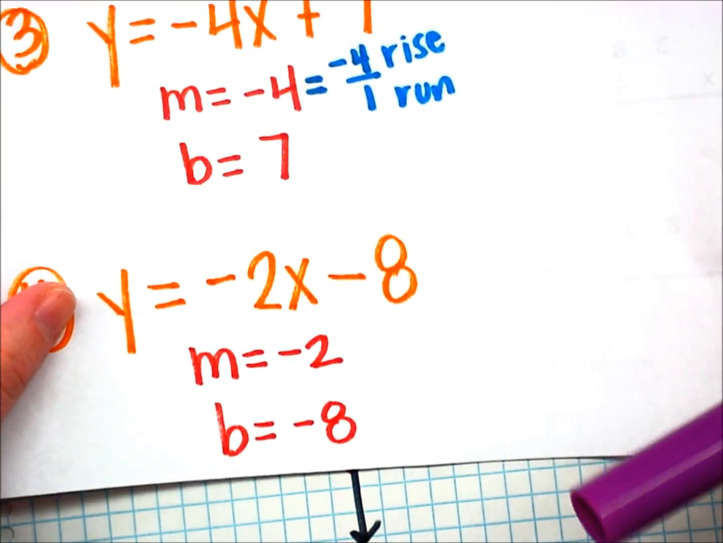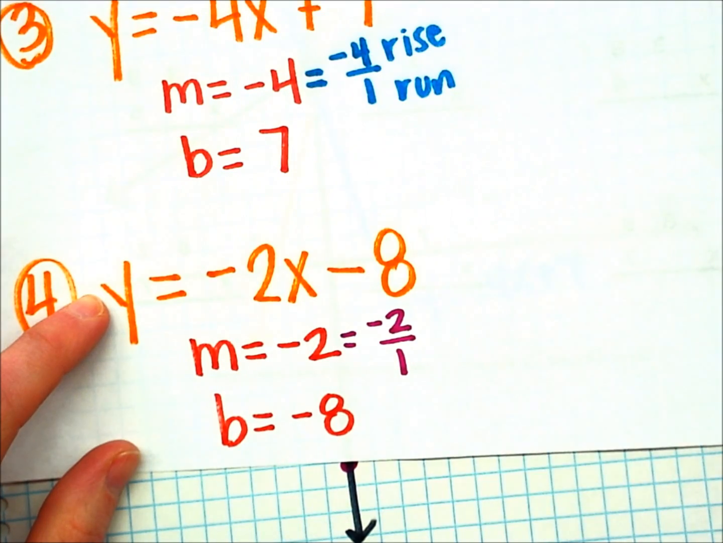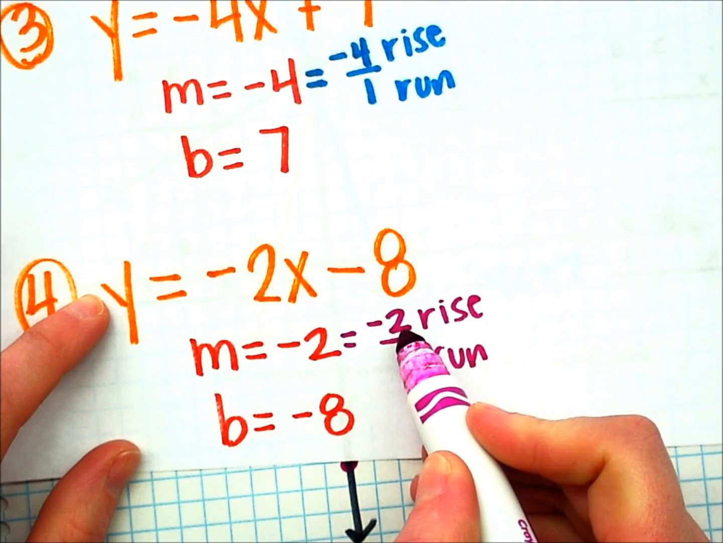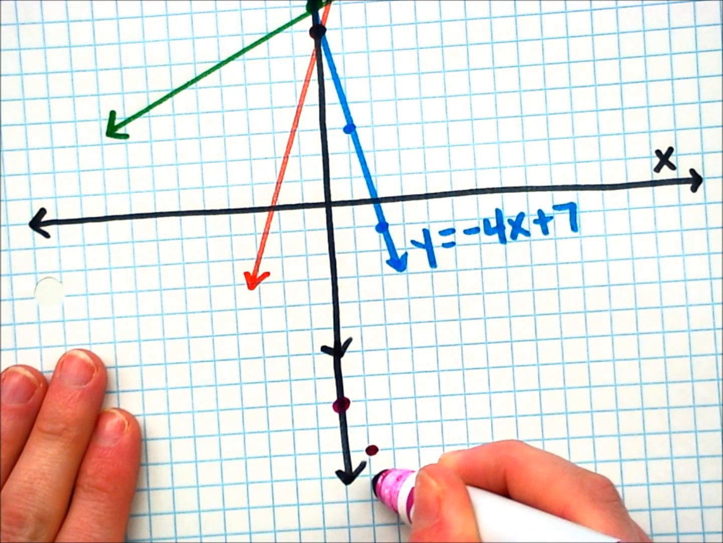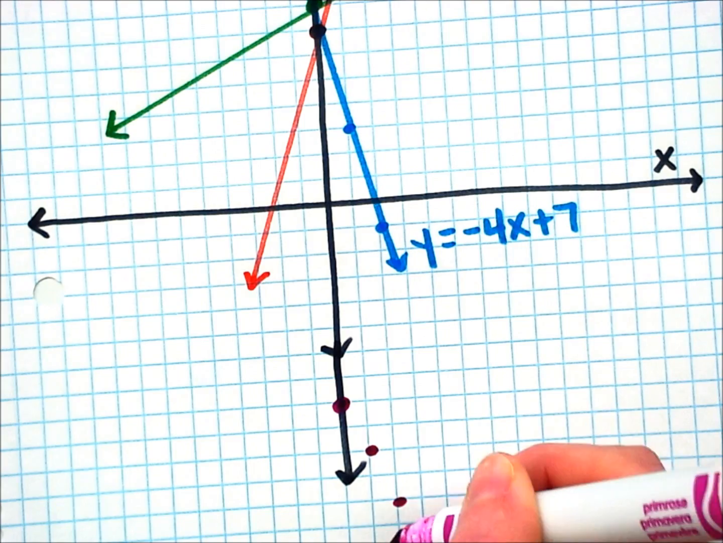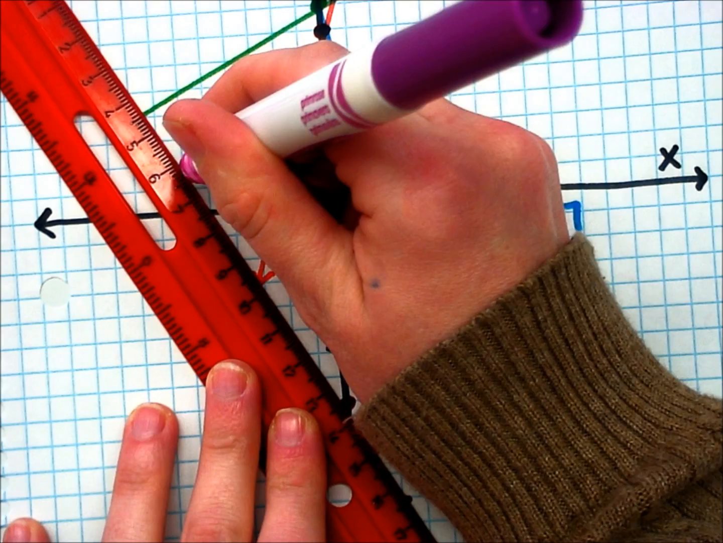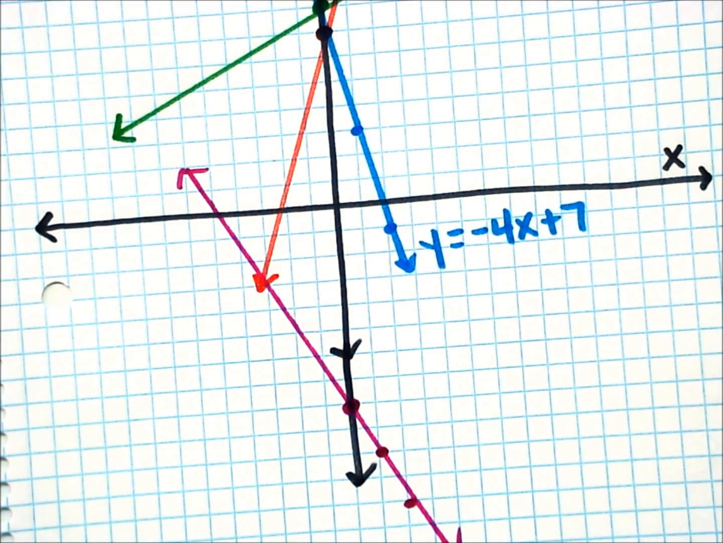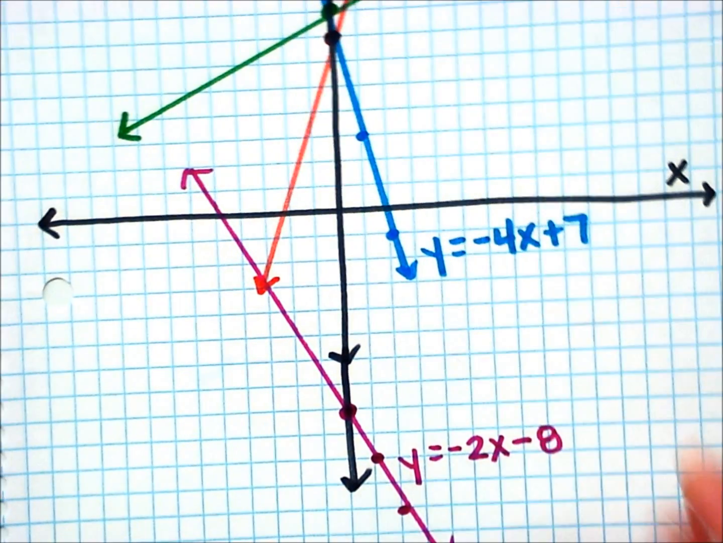And here my slope is negative 2. If I write that as a fraction, remember it's negative 2 over 1. That's rise over run. So I'll go down 2 units, right 1 unit. And I can go down 2, right 1 again. Take my ruler and draw this line. And I'm also going to label this one. And this is the equation y equals negative 2x minus 8.